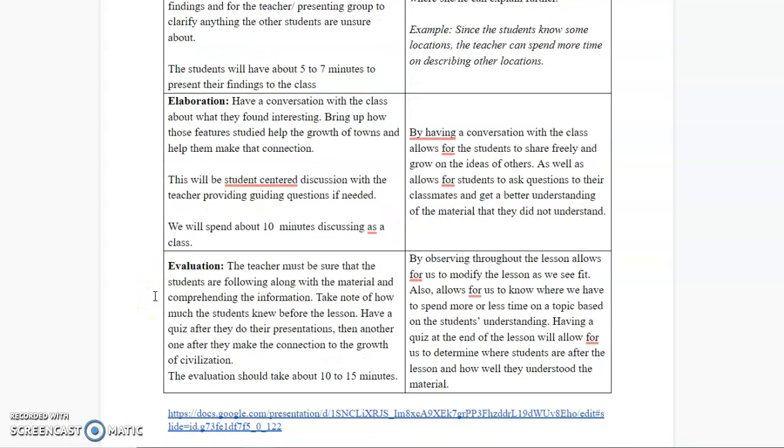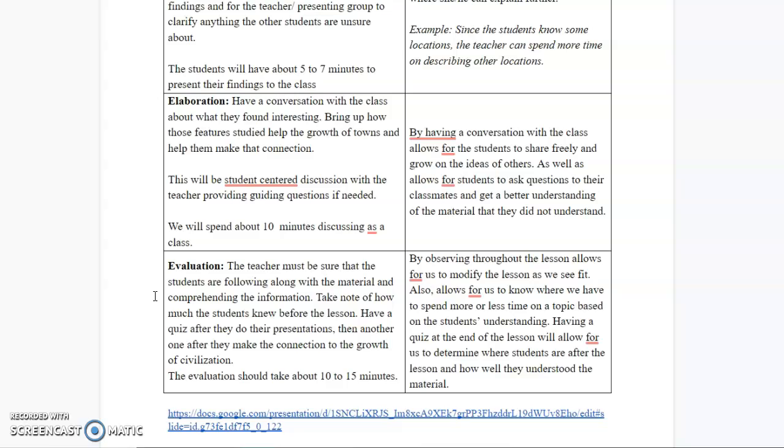And then for the evaluation, the teacher is going to make sure to take note of how much they think before we actually started the lesson, which is what the conversation at the beginning is about. And then at the end of the presentations, we're going to have a quiz. And then after our conversation about connecting it to the growth of civilization and towns, we're going to have another quiz. And these evaluations take 10 to 15 minutes.